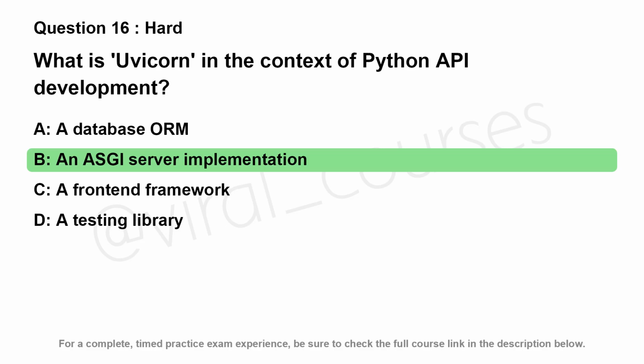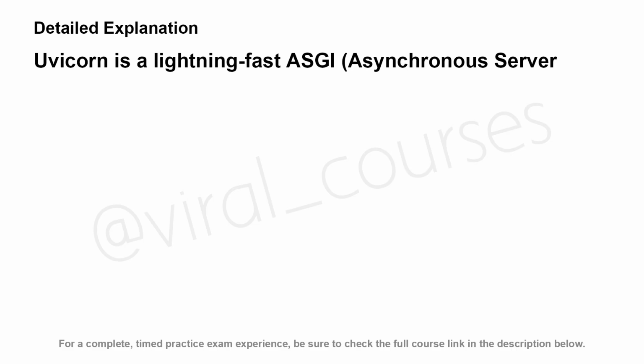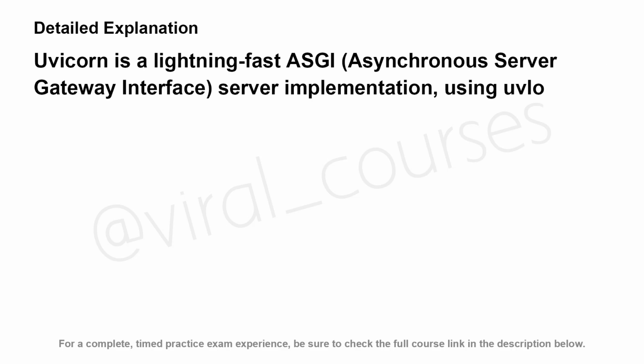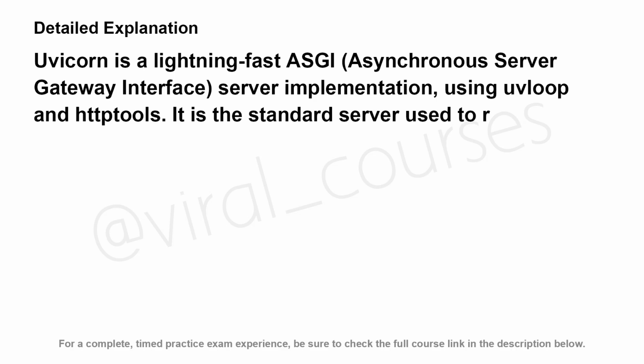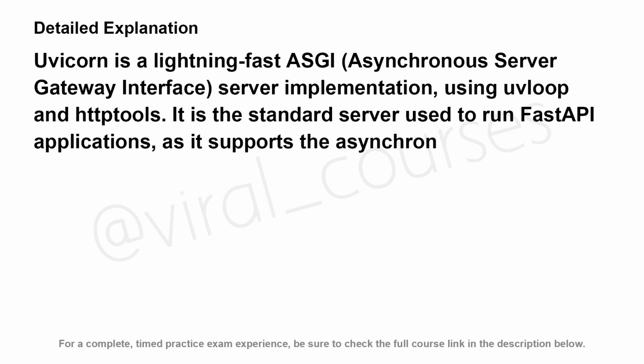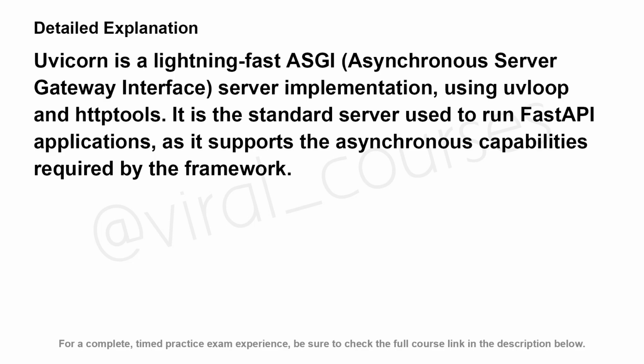The correct answer is B. Uvicorn is a lightning-fast ASGI (Asynchronous Server Gateway Interface) server implementation, using uvloop and httptools. It is the standard server used to run FastAPI applications, as it supports the asynchronous capabilities required by the framework.